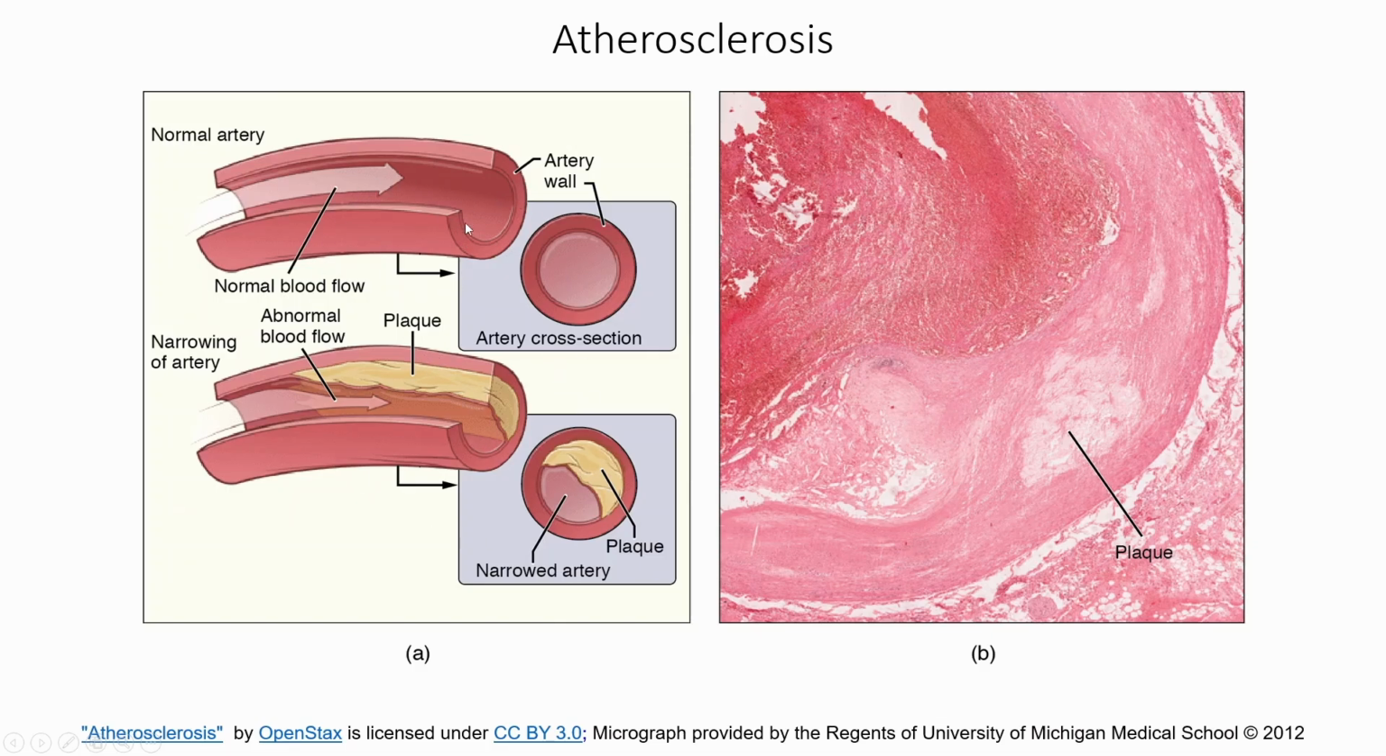And there are complications that can come from this. Someone can end up with coronary artery disease. This is going to cause chest pain. It could cause a heart attack. It could cause your heart to fail. Carotid artery disease is when the arteries going to your brain are narrowed by this, and that can cause a stroke.